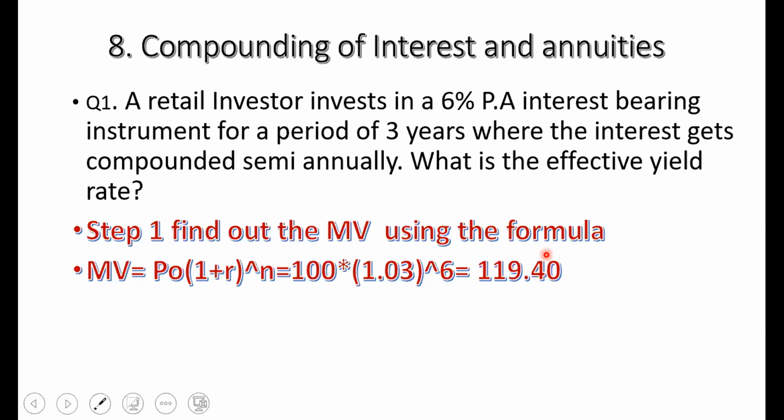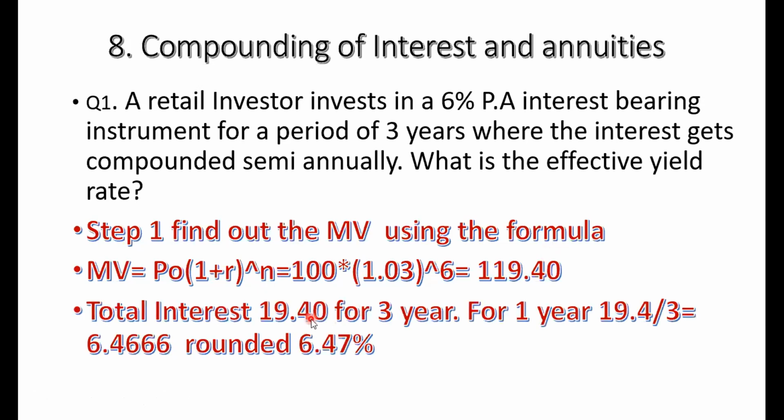Okay. Now the question is, what is the effective rate? So 19 rupees 40 paisa you are getting as interest. 100 rupees invested, 119.40 you have got at the end of the third year. So 19.40 is the interest. You divide by 3. 19.40 divided by 3, you will get 6.4666. Round it up, 6.47. Because the simple interest is 6%, the compound interest is 6.47.